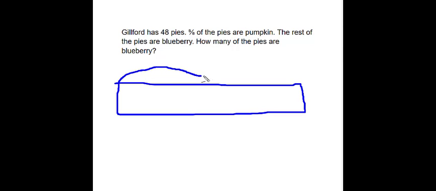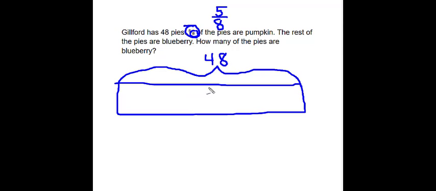And we know that this total amount is the total number of pies, and we know there are 48 pies. Guilford must like pies. And we know that 5/8 means that there are 8 units of pies. Okay, so 5/8 tells us that we need to have 8 units of pies.